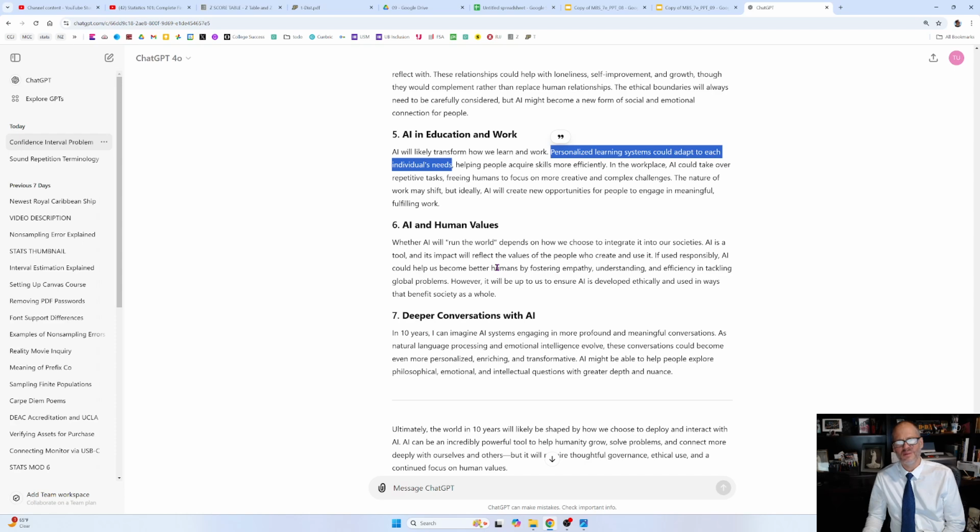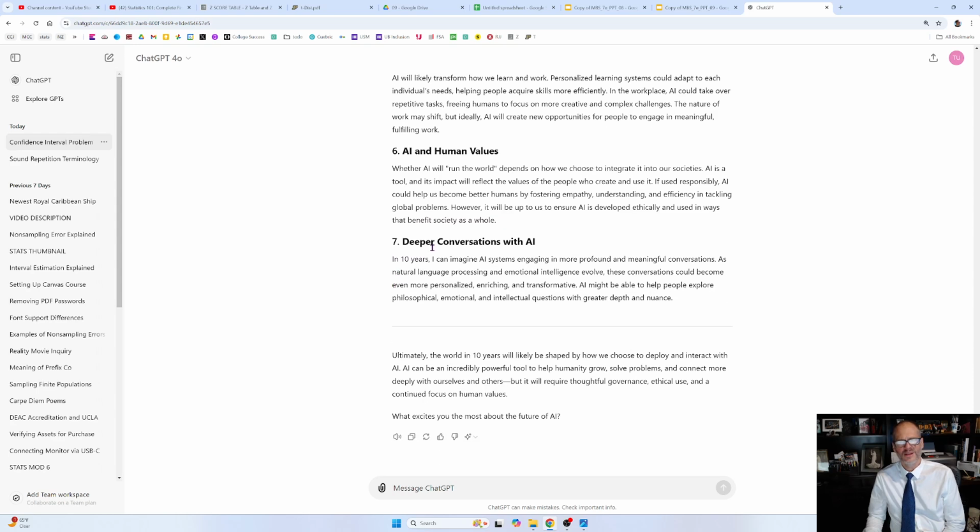AI could take over repetitive tasks, freeing humans to focus on more creative and complex challenges. Helping people acquire skills more efficiently. In the workplace, AI could take over repetitive tasks, freeing humans to focus on more creative and complex challenges. The nature of work may shift, but ideally, AI will create new opportunities for people to engage in meaningful, fulfilling work.